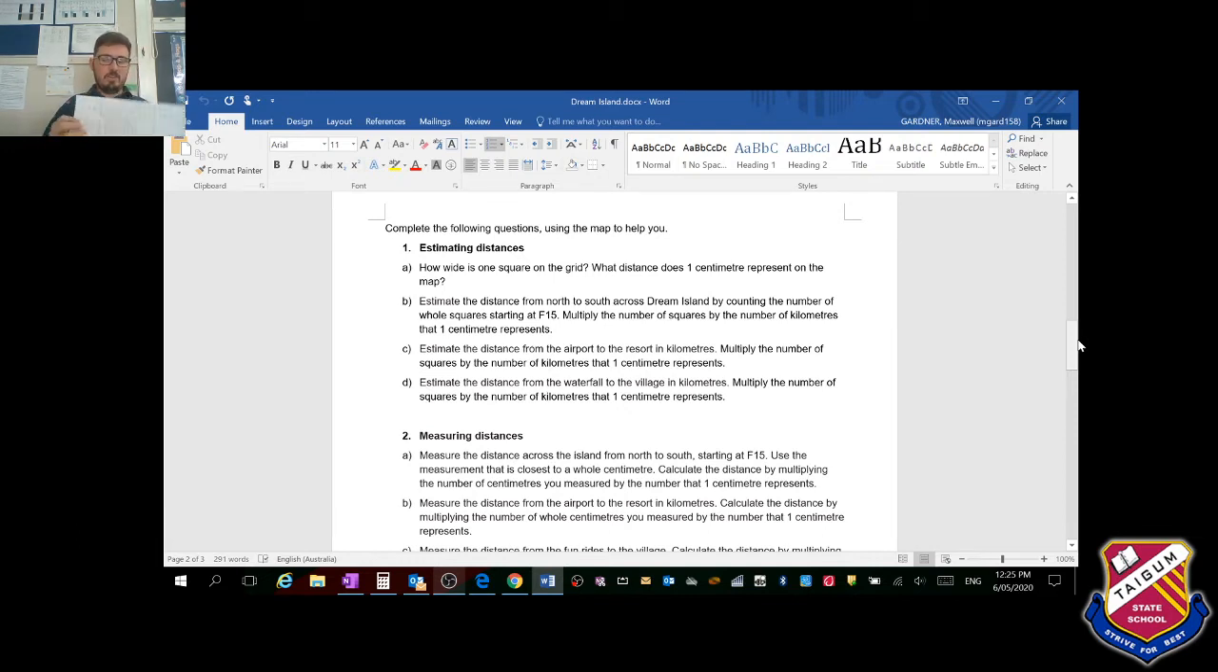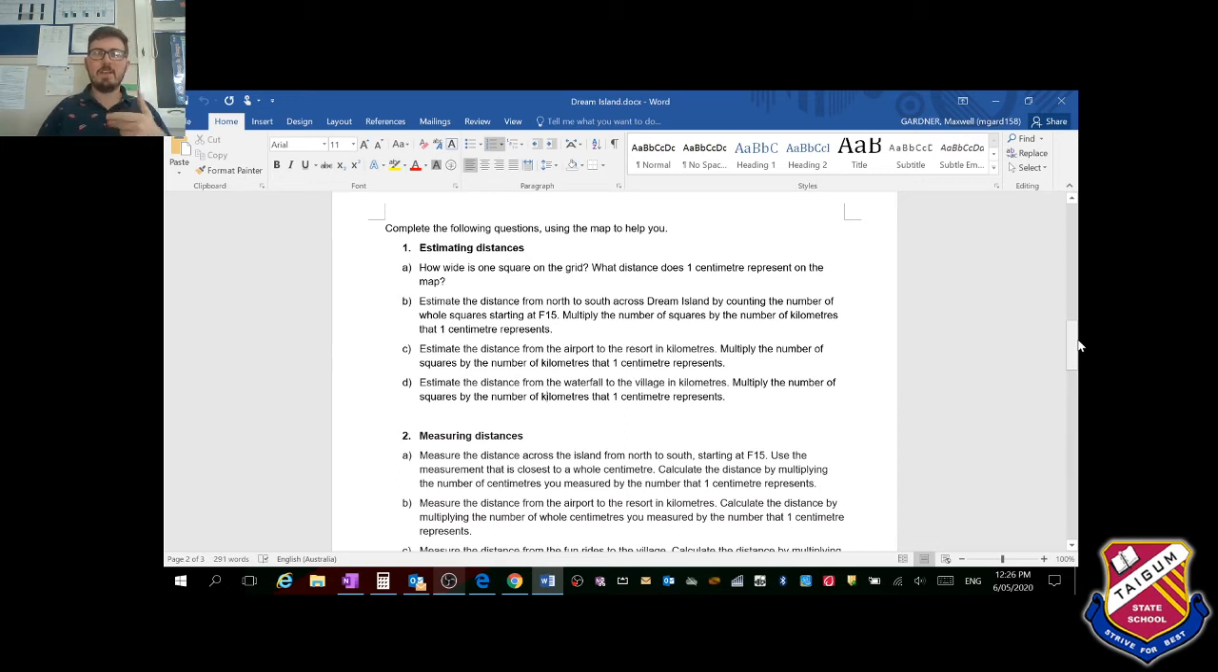Okay, so the first one, here are my answers. For 1A, we talked through that together. It was 1 kilometre. B, I counted 12 squares, so that's 12 kilometres. C, I counted 5 squares, so that's 5 kilometres. D, I counted 4 squares, so that's 4 kilometres. Now, if you were maybe one off, like if you counted 13 or 6 or 5 or 1 less, that's fine. We all have a different perspective, don't we?